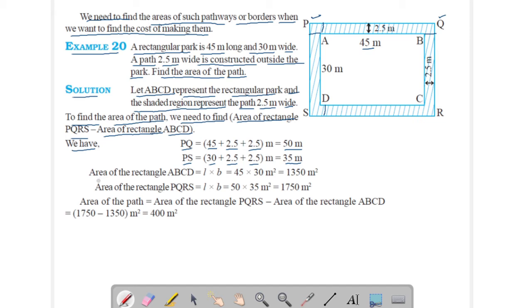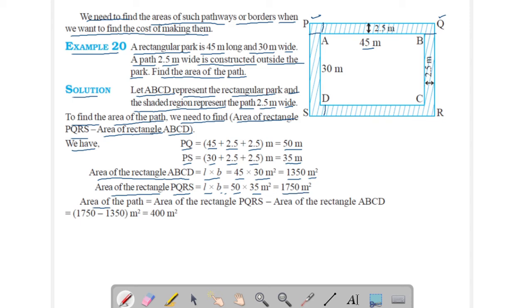Now, area of rectangle ABCD is equivalent to L into B, and what is L? Length 45, breadth 30 meter, multiply it, you will get 1350 meters square. Similarly, area of rectangle PQRS equals again length into breadth. What is length? It is 50 meter into 35 meter. What will you get if you multiply it? 1750 meters square.